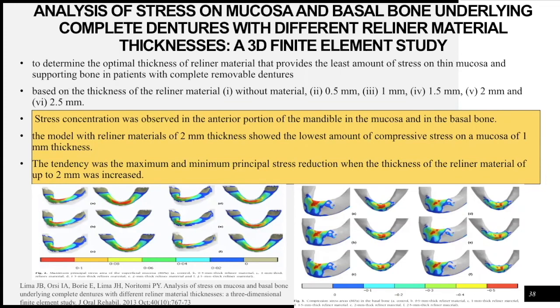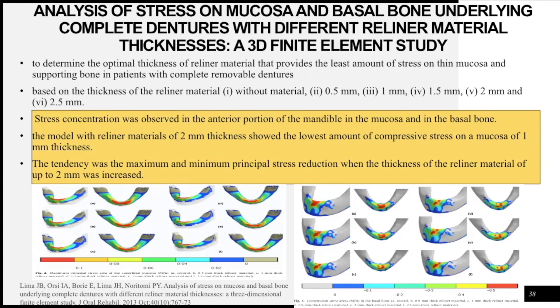Coming to a study: analysis of the stress on the mucosa and basal bone underlying the complete denture with different reliner material thicknesses, a 3D finite element study. Here, the aim was to determine the optimal thickness of the reliner material that provides the least amount of stress on the thin mucosa and the supporting bone in patients with a complete removable denture. Six thicknesses of reliner material were used: one without material, and 0.5, 1, 1.5, 2, and 2.5 mm. The applied load was 60 newtons, perpendicular to the long axis, and the mucosal thickness considered was 1 mm, measured in the anterior mandible.